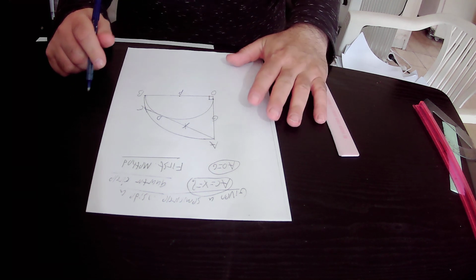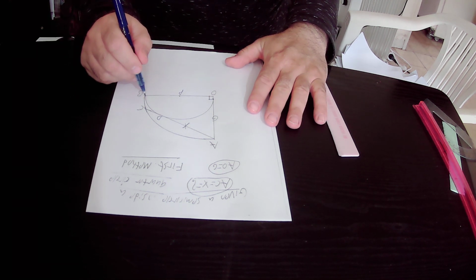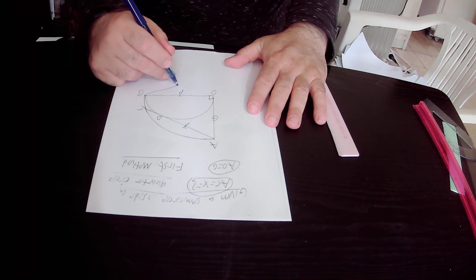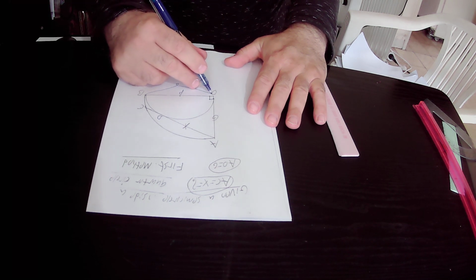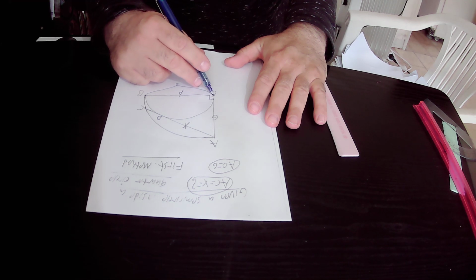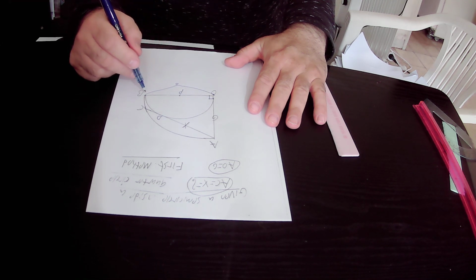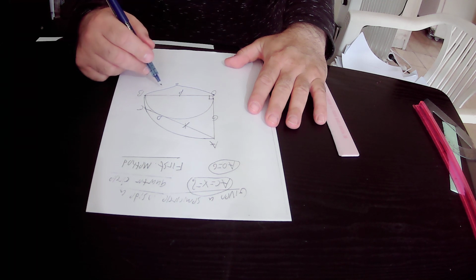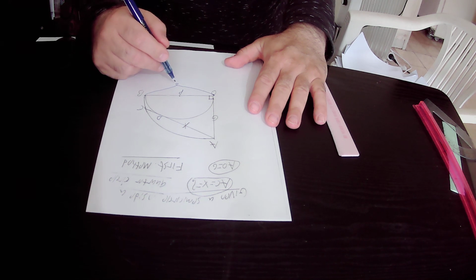And OB will also be a radius of the quarter circle, because it starts from the center of the quarter circle, point O, and ends at point B, a point on the quarter circle itself. Therefore OB is the radius of the quarter circle, equal to 6 units.